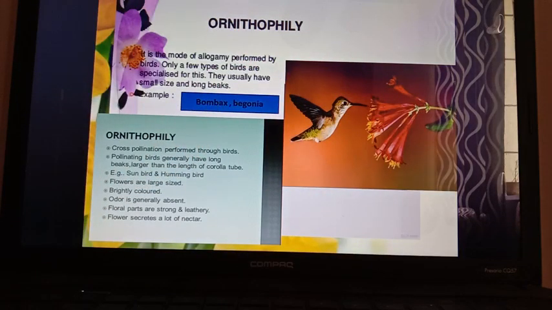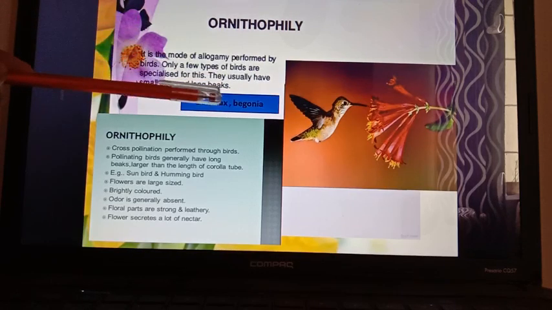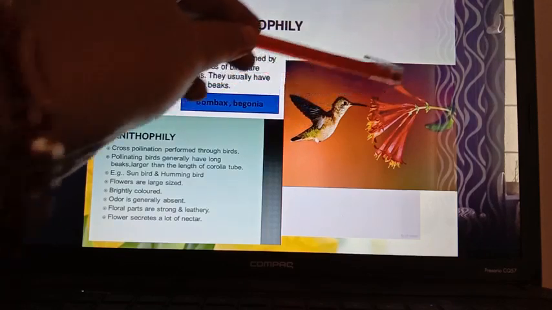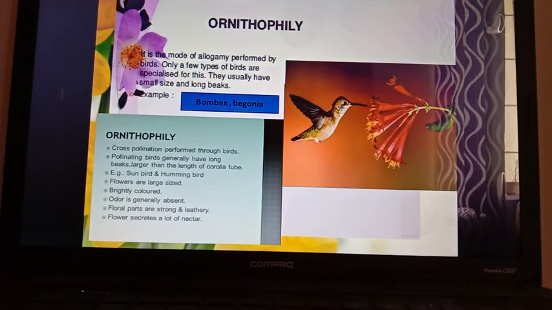By that time only they can enter also. They can sometimes enter inside the funnel-like flower to collect the nectar. At that time the pollen grains are rubbed onto their bodies and transferred like that. Okay. Now they usually have small size and long beaks. Small size for entering the flowers, and long beaks to enter properly to collect the nectar. Now examples of the plants in which ornithophily occurs are Bombax, Begonia, etc.